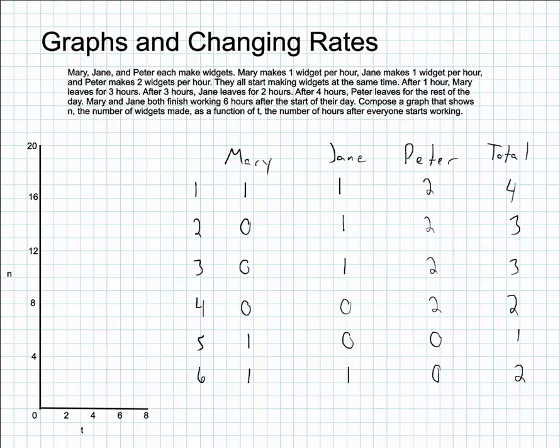So in the graph, after the first hour, we've made 4 widgets. The second hour, we make 3 more widgets. The third hour, we make 3 more. The fourth hour, we only make 2 more. The fifth hour, we make 1 more. The sixth hour, we make 2 more. And then every hour after that, we make no more. So what we can do now is combine all of these points to get our final graph.